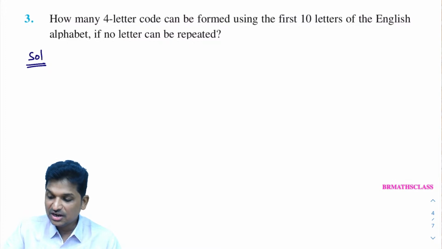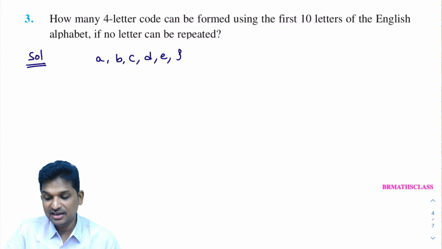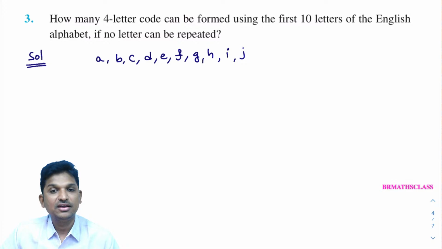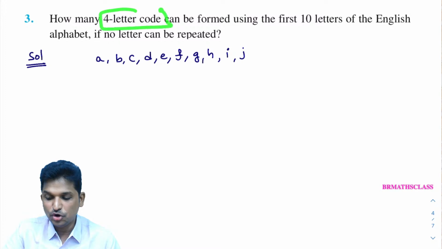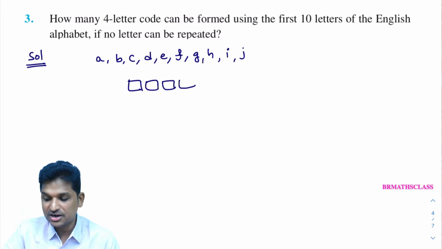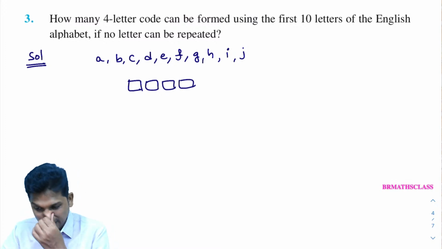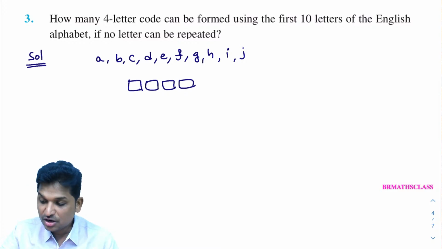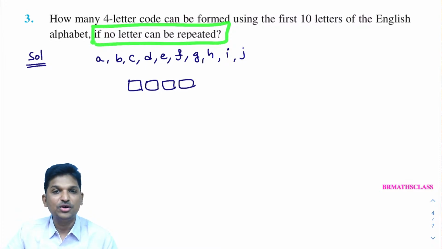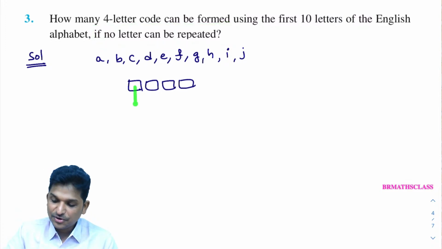So first thing, what are the first 10 letters of the English alphabet? A, B, C, D, E, F, G, H, I, J. What I need to do is form a 4-letter code. So here I will write 4 boxes. Repetition is allowed or not allowed? If no letter can be repeated, that means repetition is not allowed. So I will start from the first box.